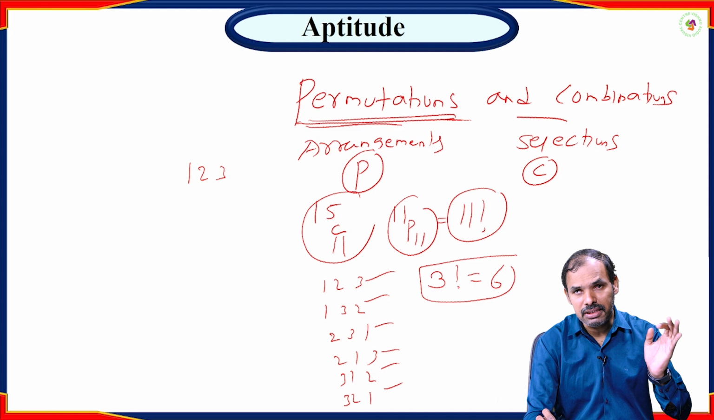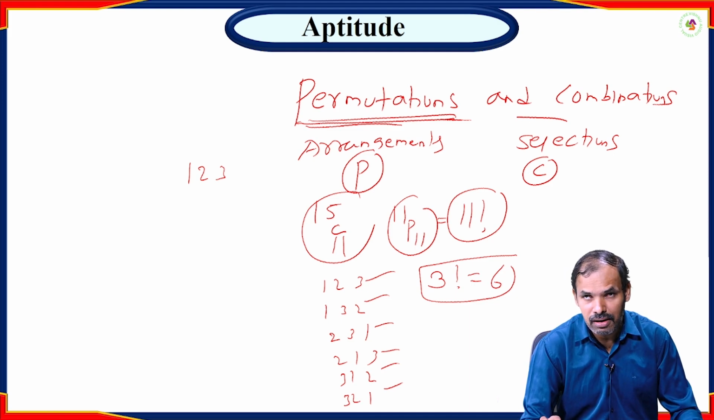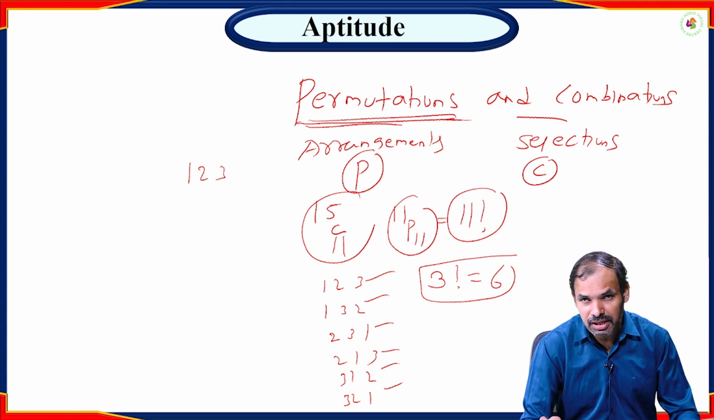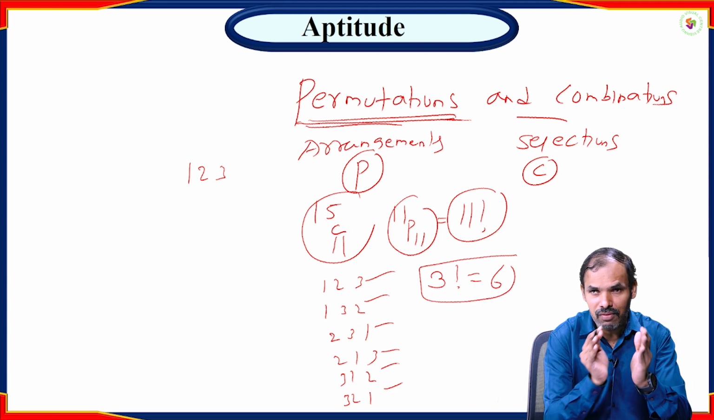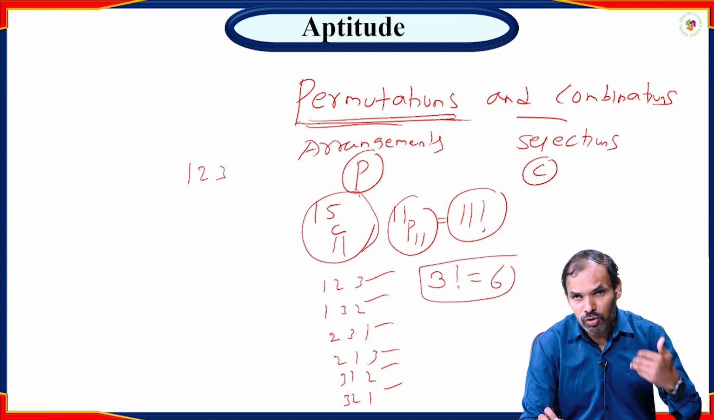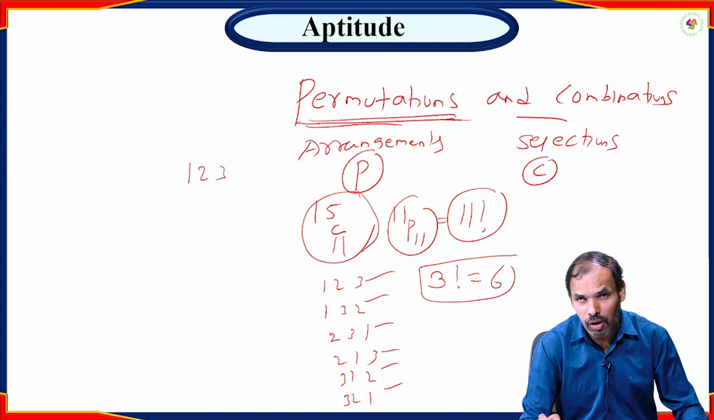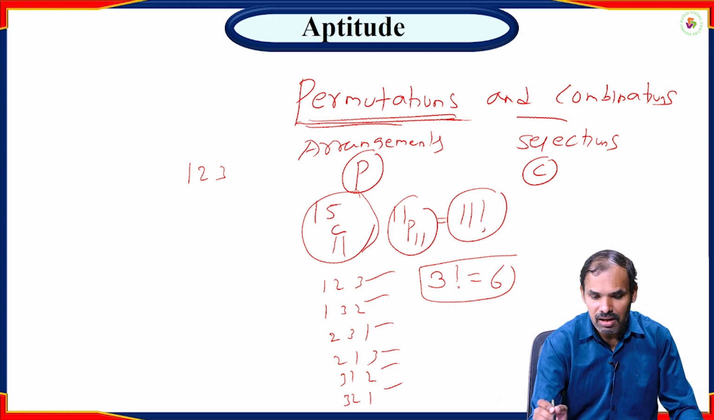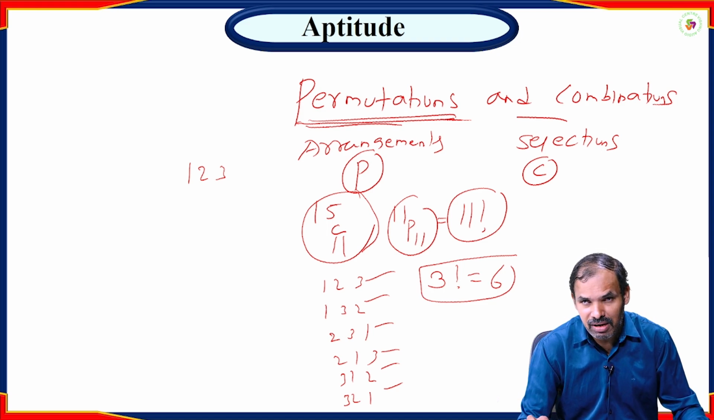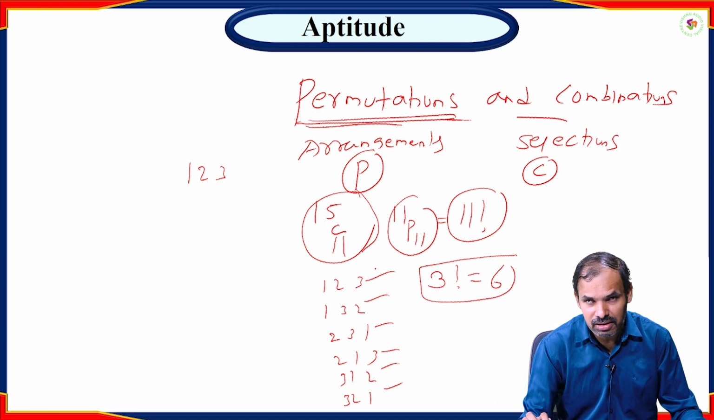So, permutation means arrangements indicated by P, and combination means selections indicated by C. Maximum students get confused about where to use P and where to use C. Suppose you have 15 cricket players and we have to select 11, that is 15C11. After selecting these 11 members, you have to arrange them in 11P11 ways, that is 11 factorial. Three batsmen can be arranged in 6 ways.